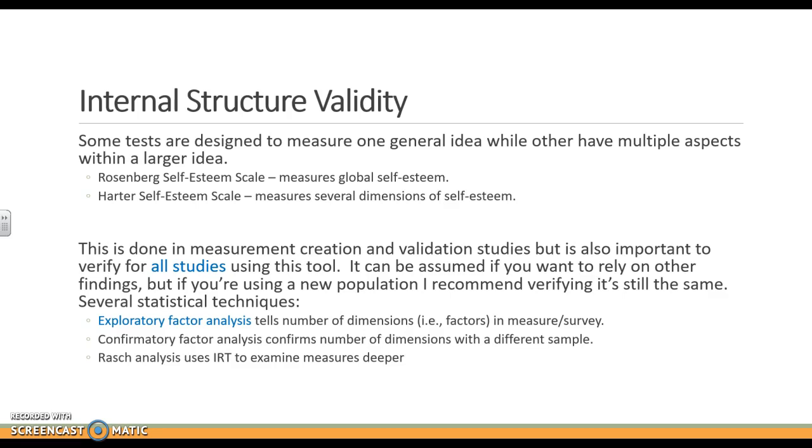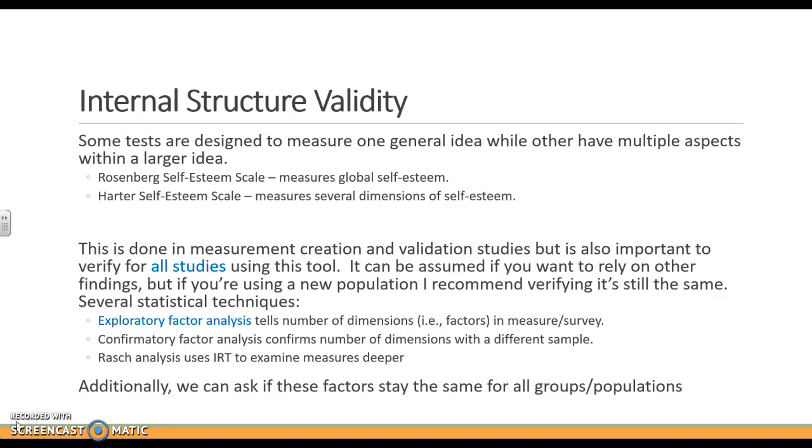This is done in measure creation and validation studies, but you could also use this to verify for your study that the scale is working as intended, that the whole structure is working as intended. This is typically done with exploratory factor analysis, which is fairly straightforward. We can also do it with confirmatory factor analysis, or we can take it even further and examine using Rasch and IRT. Additionally, we can ask if these factors stay the same for all groups and populations. That is really important to verify.